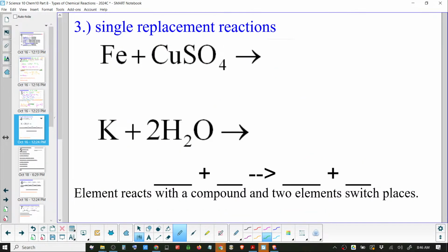And now the one you did in the lab, you didn't do this one, but you did do this one. You did copper chloride plus aluminum. If you have iron with copper sulfate, what are your products?